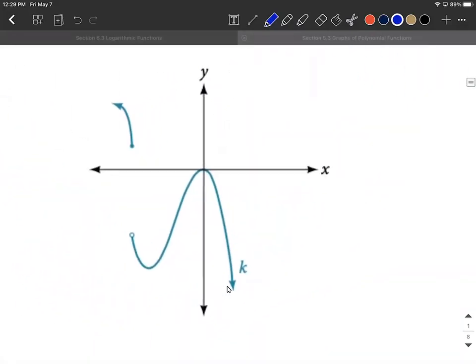One more here. You'll notice in this one that we do have a big break going on here. This is referred to as being a jump sometimes. So that's a problem. It's not continuous, therefore it's not a polynomial function.